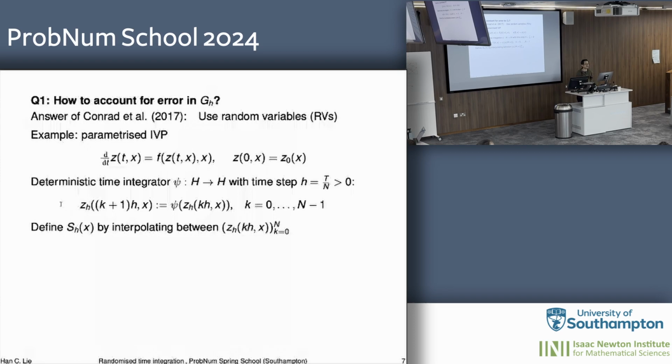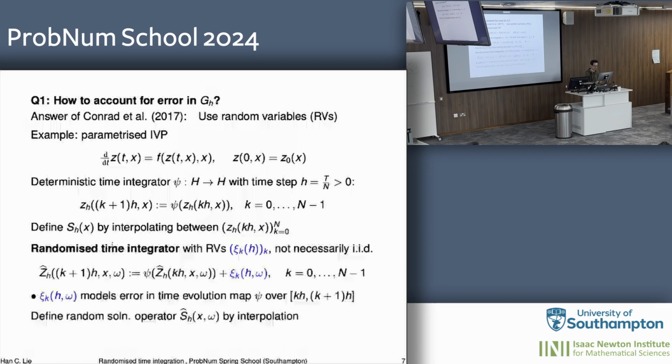Suppose we have a deterministic time integrator, and that's denoted by psi. So psi is just a mapping from a Hilbert space to the Hilbert space, and we assign it some time step or a mesh resolution h. What it does is that you give me the current state at time kh of my approximate solution, and feed it into this deterministic time integrator, and then I get out of that the state of the solution or the trajectory at the next time step. I then define the approximate solution operator S_h just by doing linear interpolation between these points or these snapshots.